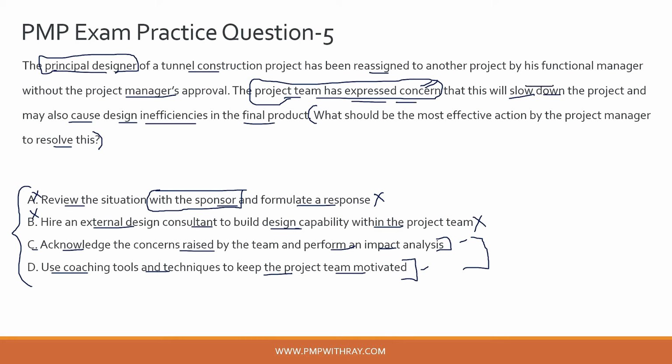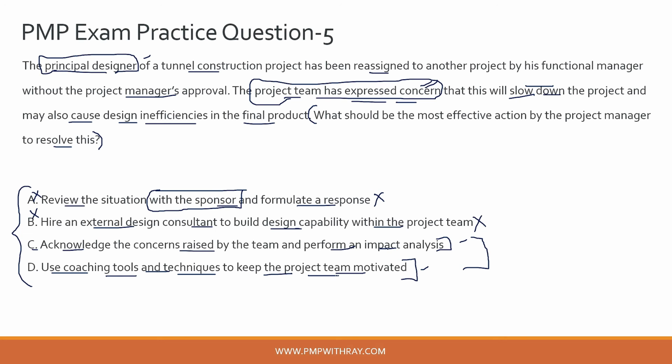Now, this may slow down the project, this may not slow down the project, okay? That will come into consideration when you do the triple constraint analysis of this issue which has happened, okay? But the problem which you are trying to resolve in this scenario is to address the concerns of your team. And that can be done using coaching tools and techniques to keep your project team motivated, guys. Okay.